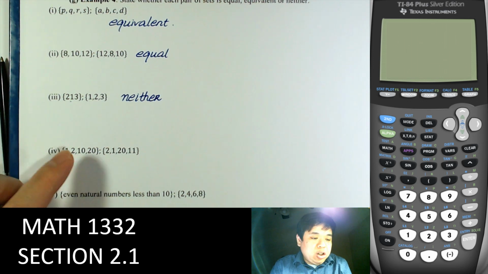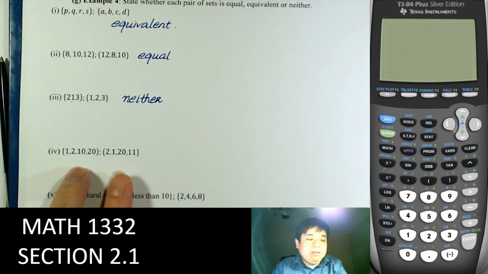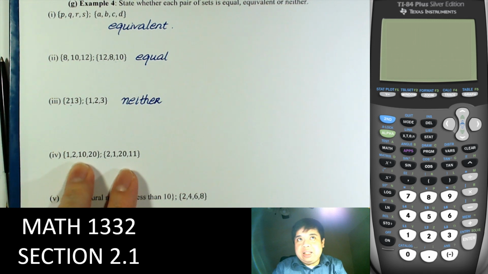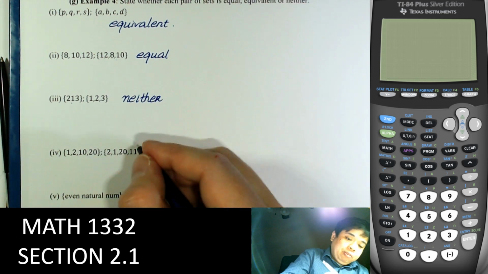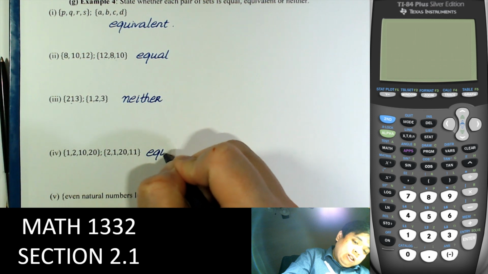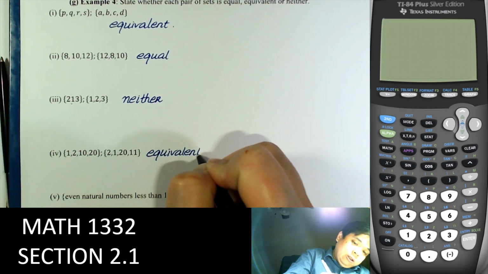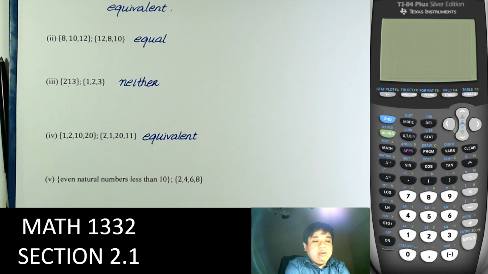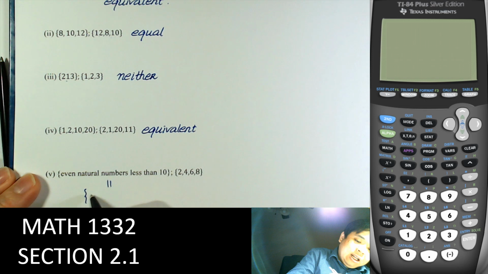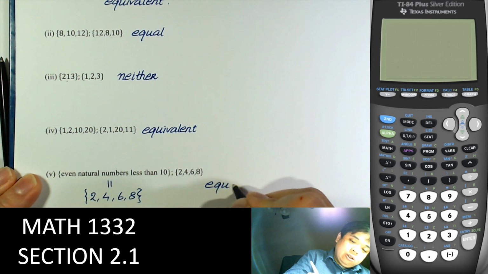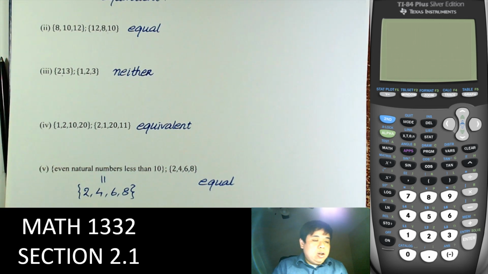Right, next we have 1, 2, 10, 20, and 2, 1, 20, and 11. The difference is between the 10 and 11. So they're not exactly the same. But they have four elements here and four elements there. So the same number of members, same cardinality. So they are equivalent. I'll write out even natural numbers less than 10: 2, 4, 6, 8, and they're exactly the same, so they are equal. Right, so that is equal and equivalent.